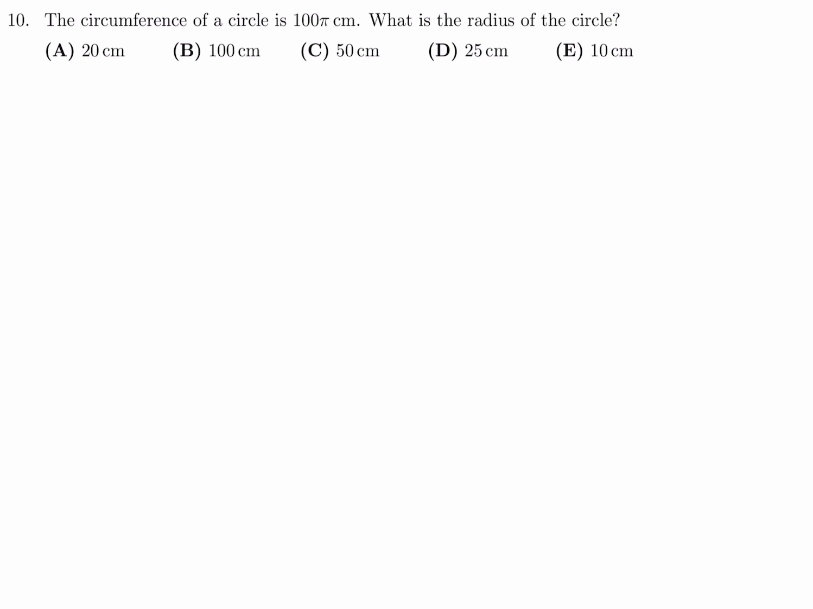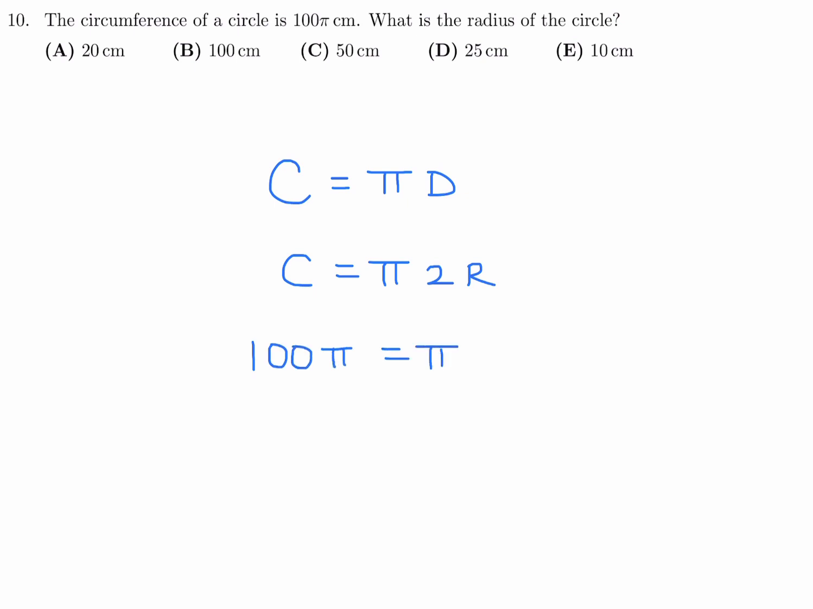Circumference of a circle is 100 pi. What is the radius? Circumference of a circle is given by the formula pi d, where d is the diameter. Diameter is equal to 2 times the radius. So this is the formula we're going to use. They're saying that circumference is 100 pi. That's equal to pi times 2r. The pi's cancel, and you're left with 100 is equal to 2r. Divide through by 2, and you get r is equal to 50. So number 10, the answer is C.